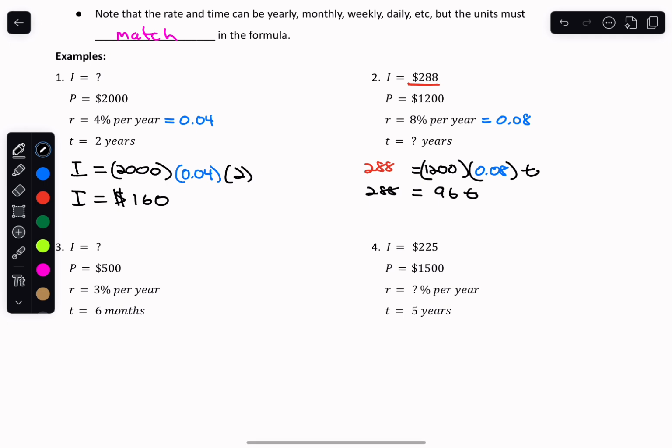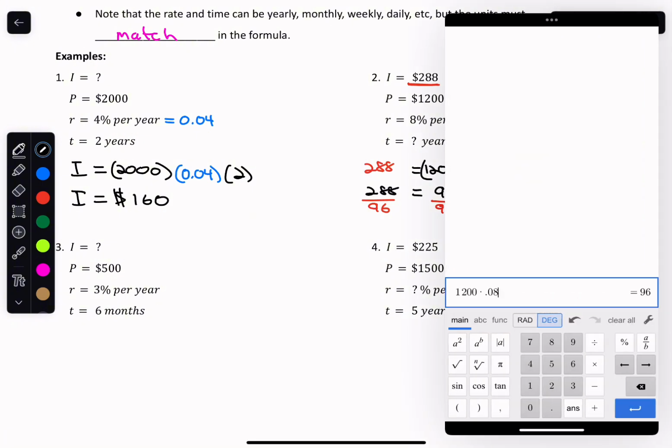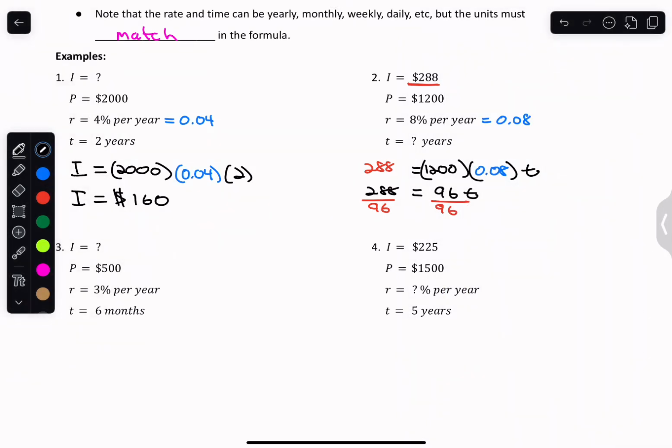And so now that we've multiplied the 1200 times the 0.08, now it should seem obvious that all we have to do is divide both sides by that 96, and then we're going to have the variable isolated. So all we're doing is isolating t like we would with equations in the past. So when I work that out, 288 divided by 96, I can go ahead and do real quick. 288 divided by 96 gives me 3. So we can go ahead and say that 3 is equal to t.